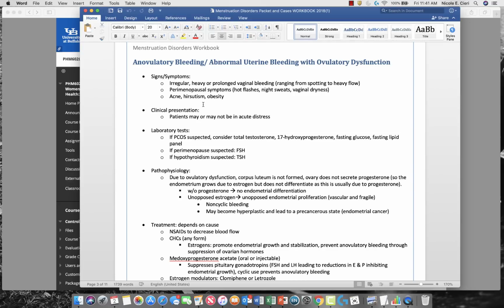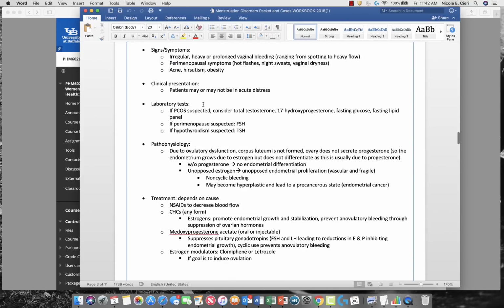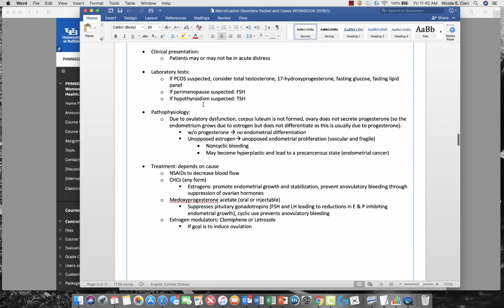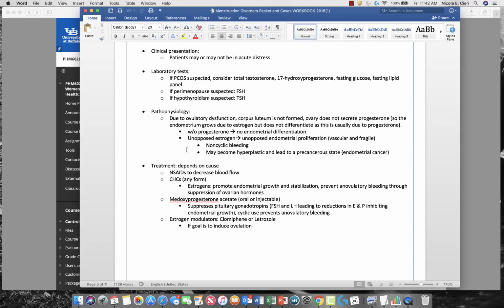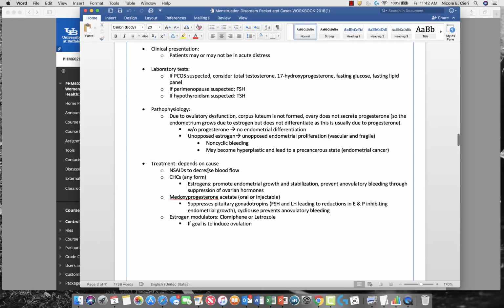So you will have non-cyclic bleeding, and sometimes this can even lead to a precancerous state such as endometrial cancer because of that unopposed estrogen. So depending on the cause, either PCOS, menopause, or thyroid disorders, you can choose different agents. Again, NSAIDs will help to decrease blood flow and can be added onto therapy.